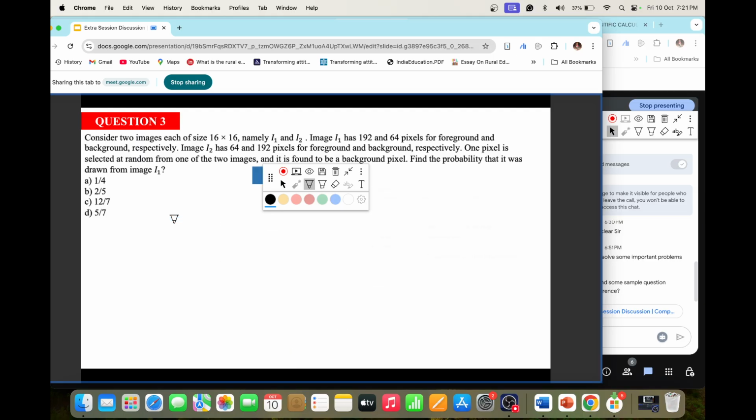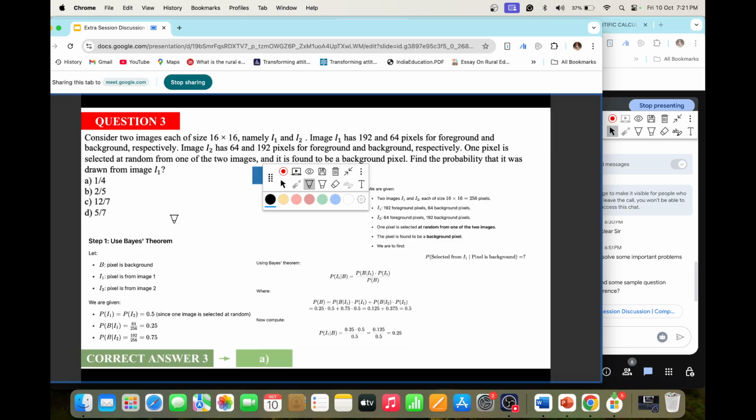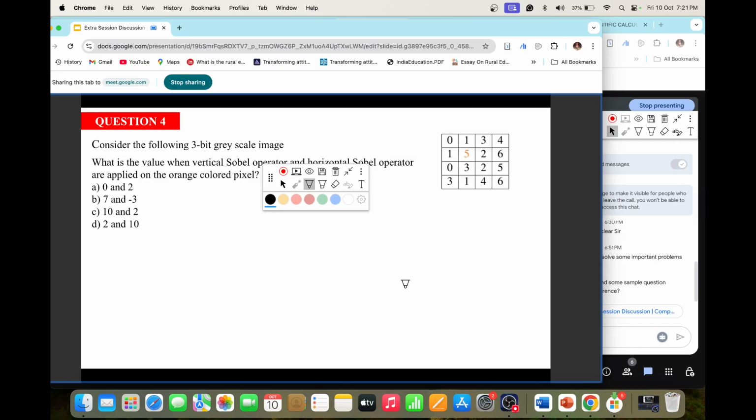Then question third, this is related to Bayes theorem. So Bayes theorem, it is very important. Okay, this is actually the Bayes theorem. So please go through this, what is a Bayes theorem and how to get this. Okay, so Bayes theorem, one of the most important concepts. You can get your questions all over. Okay, Bayes theorem, so please go through this. So that is Bayes theorem.